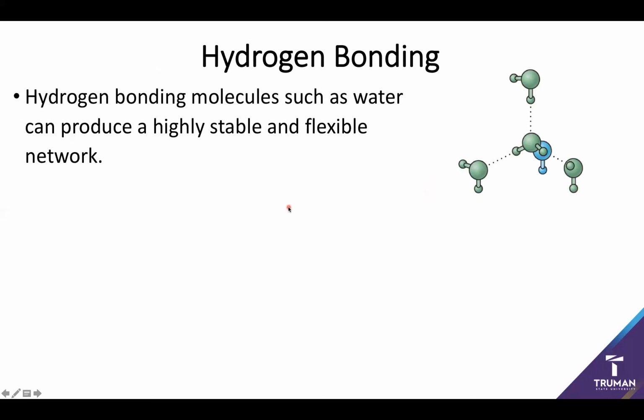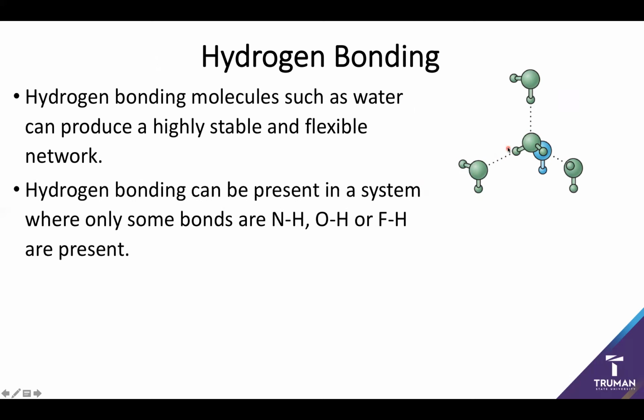Now, one of the other really useful parts about these hydrogen bondings is because we have this mix of positive and negative charges, they tend to form very nice, stable networks. And they also tend to be very flexible, as it's really easy to substitute out one molecule for another. And as a result, you'll often find many liquids or solids will contain these types of hydrogen bonds. And it is important to remember that hydrogen bonding can also be present where only some of your bonds are NH, OH, or FH.